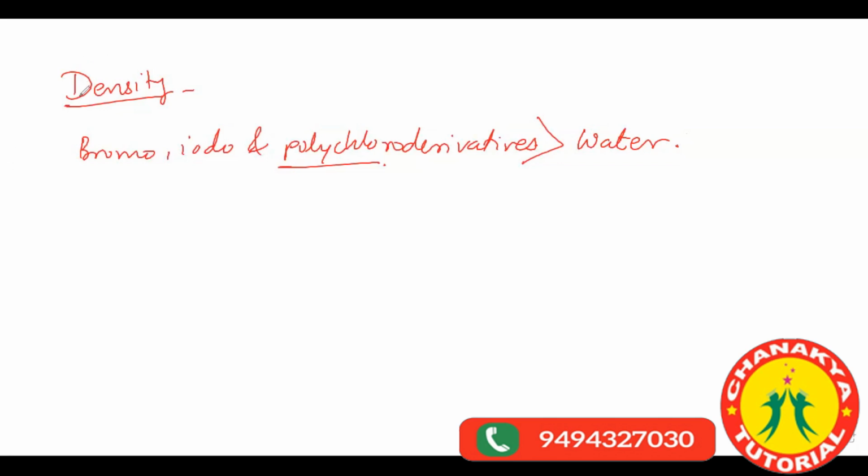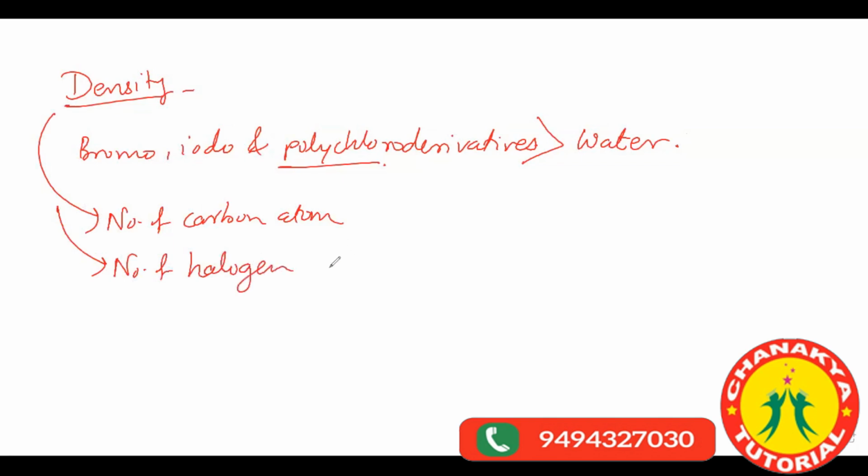Density increases by three points. First one, by the number of carbon atoms present in the compound. It may increase by the number of halogen atoms present in the compound, and it may increase by the molecular mass. So these three things you need to keep in your mind about density. Clear? Okay, ma'am. Fine. And next about what? Solubility.